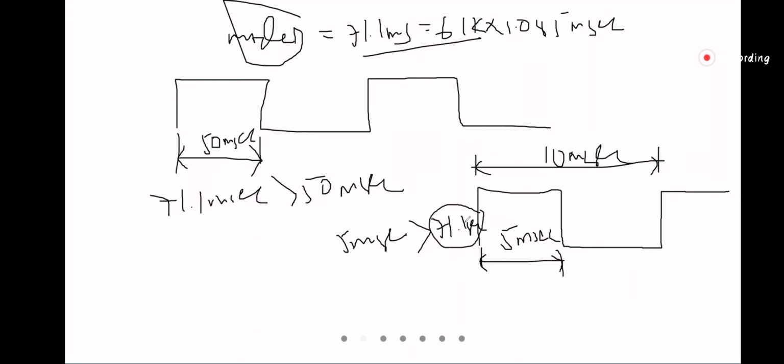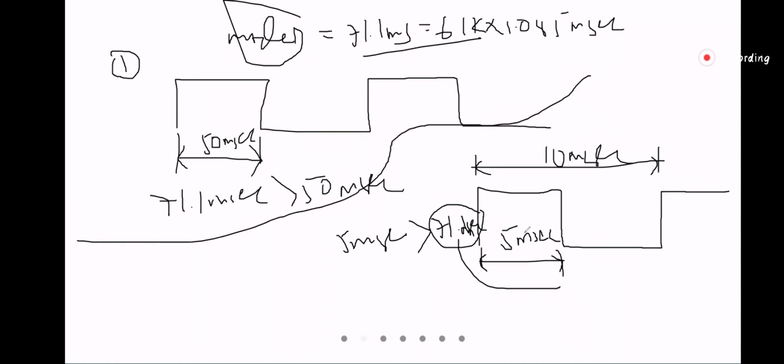71.1 millisecond is the maximum delay time of mode 1. But you want to achieve 5 millisecond. What will you do here? How will you do this? You will divide this. In the first scenario, 71.1 millisecond is greater, no problem. There is no problem in question 1. But in question 2, 5 millisecond is greater than 71.1 millisecond.